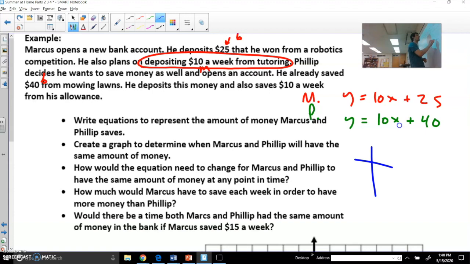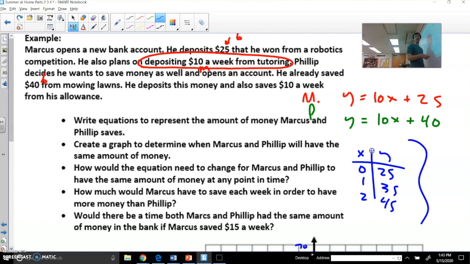For example, I could make a quick table. Marcus had a different amount of money starting. He said, okay, initially I had 25, and a week later I add 10 to that to get 35. Another week I'll add 10 to that to get 45. But for Philip, he's got a similar situation for his table. He'll say, well, initially I had 40, and then a week later I added 10 to get 50. I added another 10 to get 60.